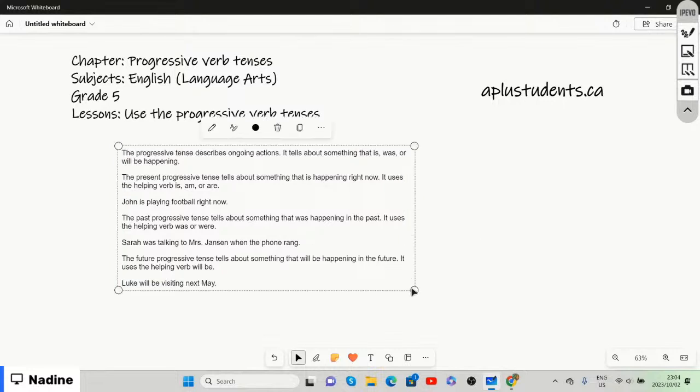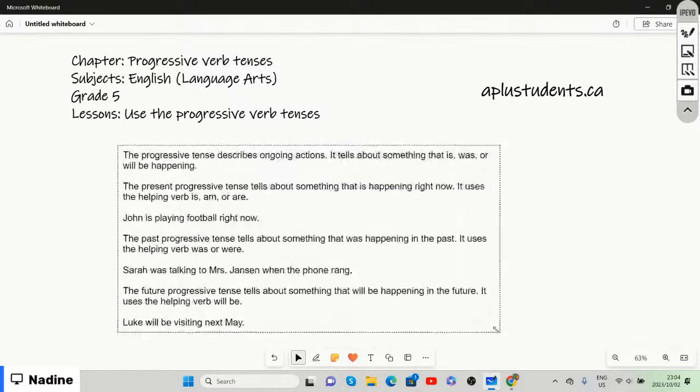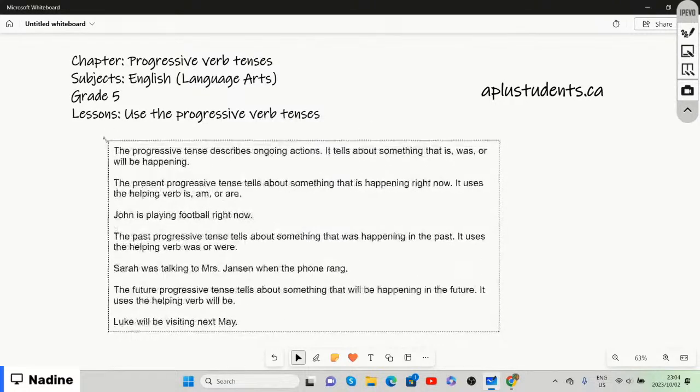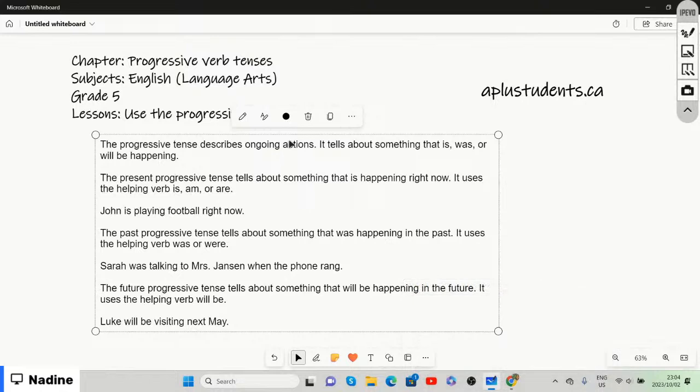So progressive verb tenses, right? Let me make it a bit bigger. So progressive verb tenses, it describes ongoing action. It tells about something that is, was, or will be happening.